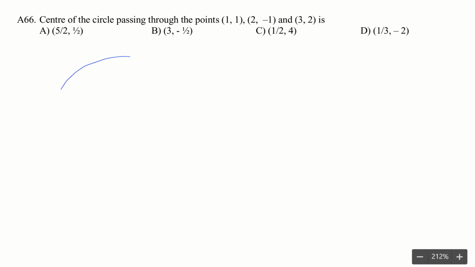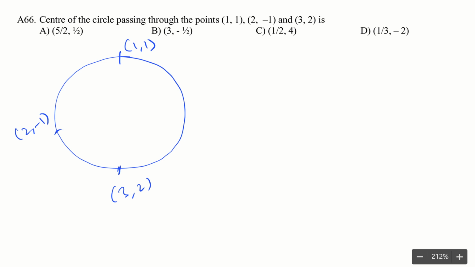Now coming to this problem, we have a circle passing through the points (1, 1), (2, -1) and (3, 2). Now we want its center. We know that the perpendicular bisector of this chord passes through the center and the perpendicular bisector of this chord also passes through the center. So we find this perpendicular bisector equation over here, we find this equation, and then we solve the equations of these two lines for the center.